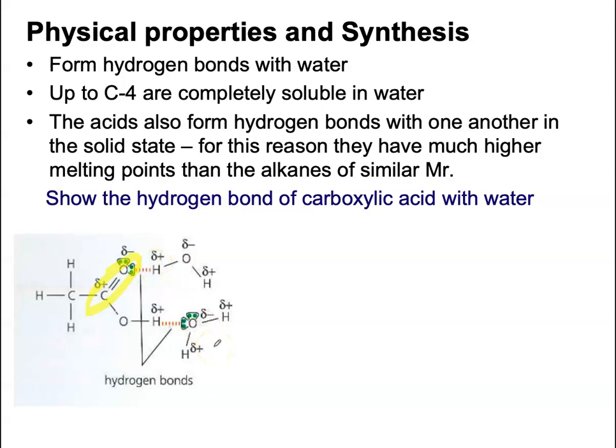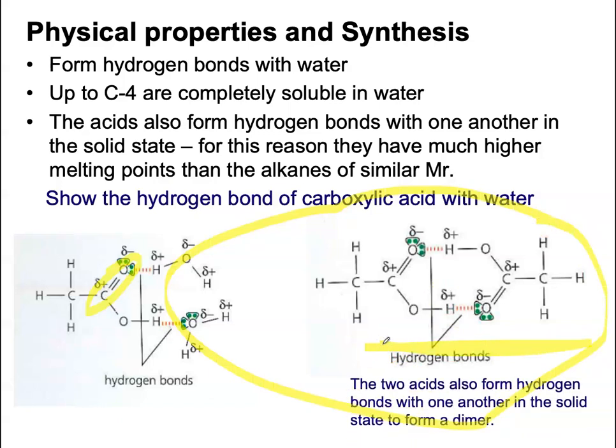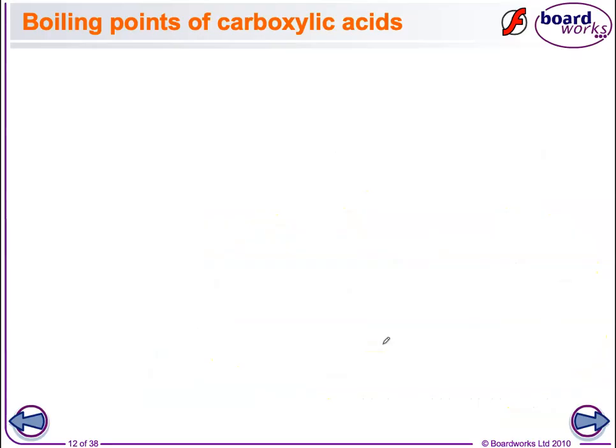And you can do it the other way. You do need the H. So this is the H in the carboxylic acid, delta plus, and a dotted line to the lone pair of oxygen on water. So that's one way of showing hydrogen bonding in carboxylic acid. You can also show hydrogen bonds between two carboxylic acids, or a carboxylic acid by itself, and it forms something called a dimer. So just to have a look at the dimer formation. Two acids also form hydrogen bonds, and we call these a dimer.